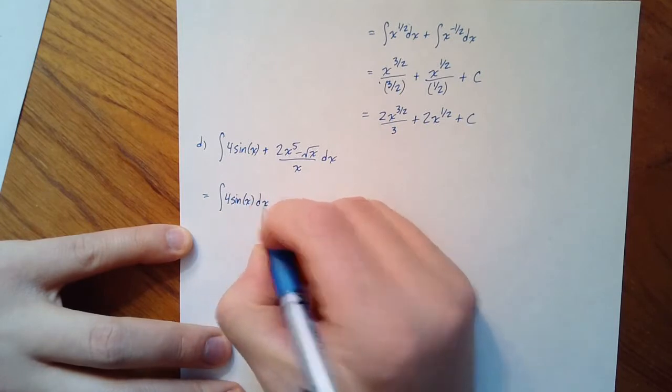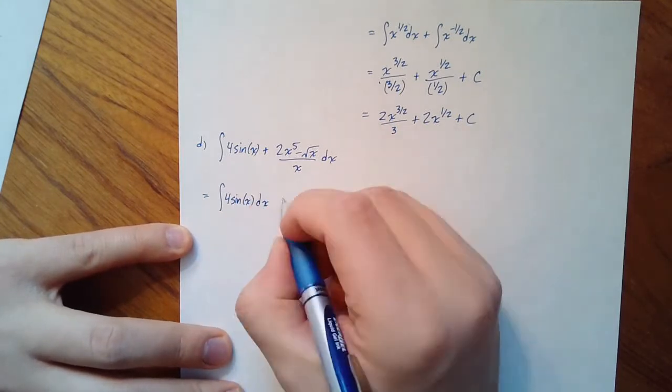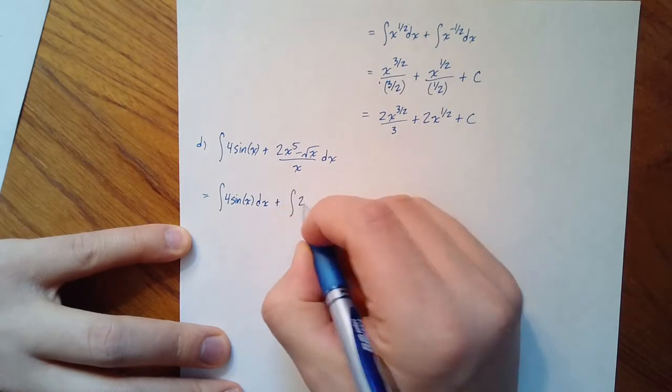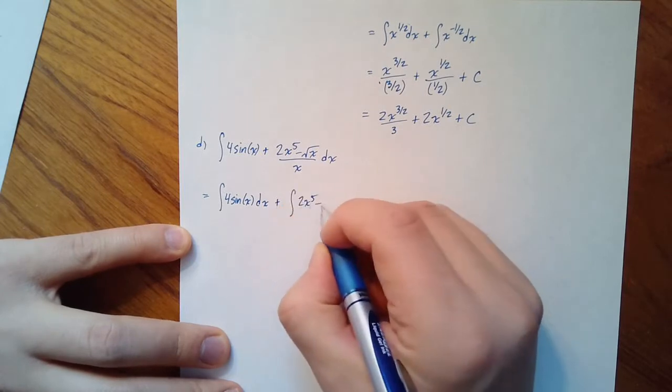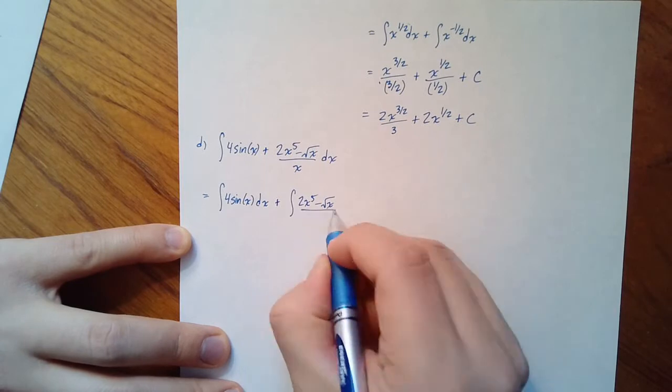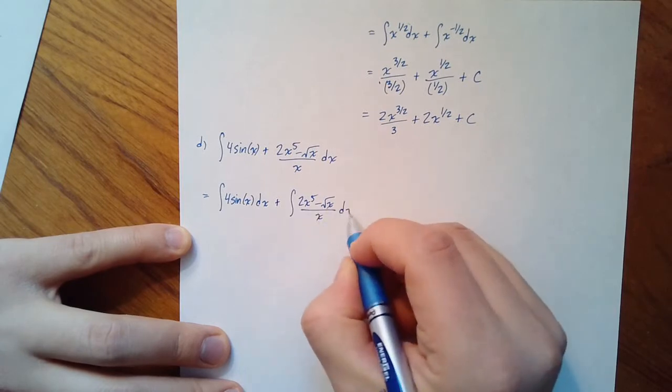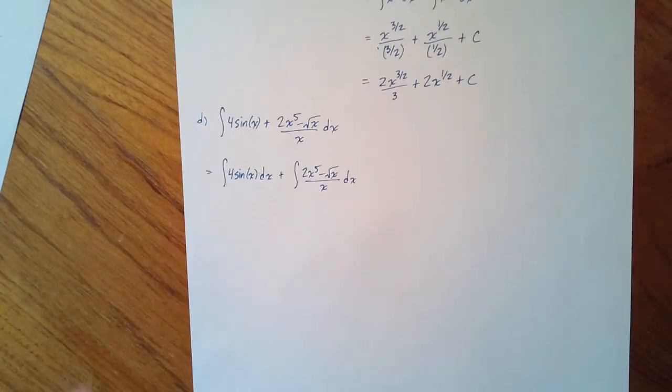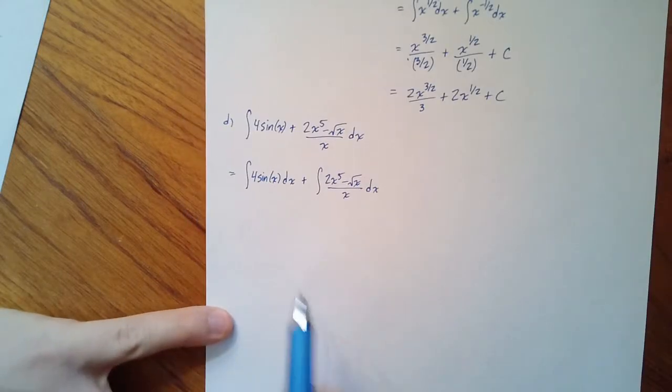So I get the antiderivative of 4 sine of x plus the antiderivative of 2x to the fifth minus the square root of x all over x. So that's the first step, is just to break them up into the sum of two antiderivatives. And neither one of those on their own is a joke either. They're still going to have to, still have to do a little bit of work. But we can deal with them.